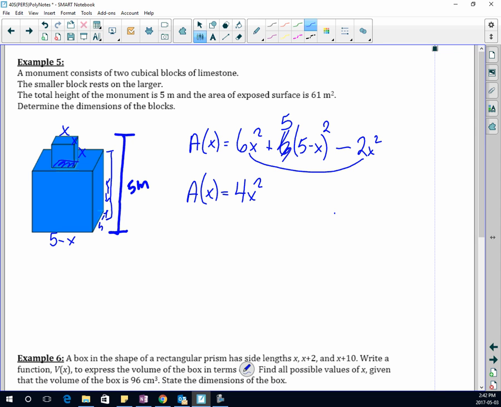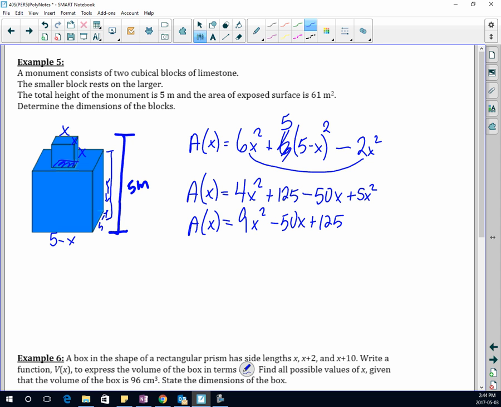Let's FOIL this. What's 5 times 5? Okay, so now I'm going to FOIL this. 5 times 5 is 25 times 5 is 125. Outer I get minus 5x. Inner I get minus 5x. So that's minus 10x times 5 would be minus 50x. Yeah? Minus 50x. And then x squared times 5 is 5x squared. Okay, so A of x equals 9x squared minus 50x plus 125, and there's nothing I can divide out of that, unfortunately.